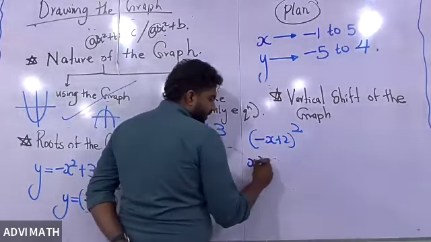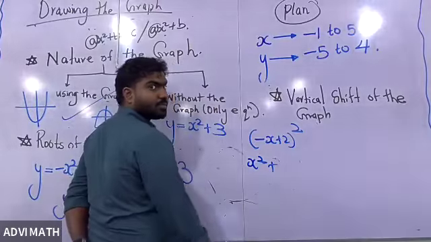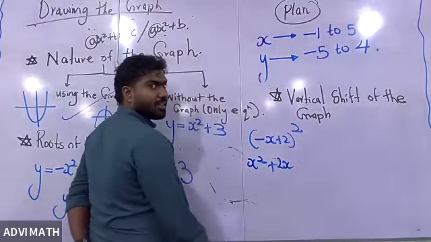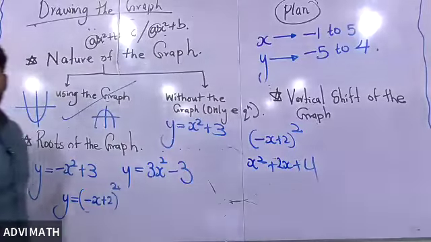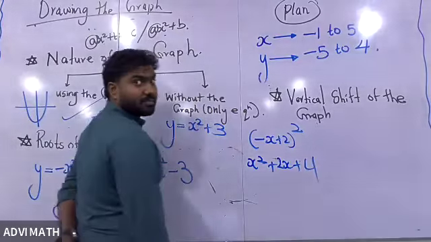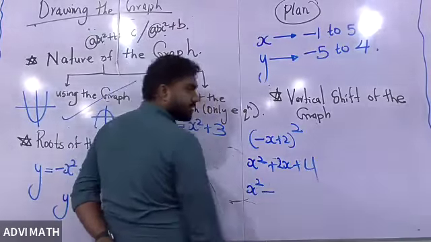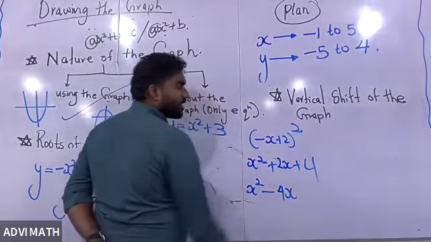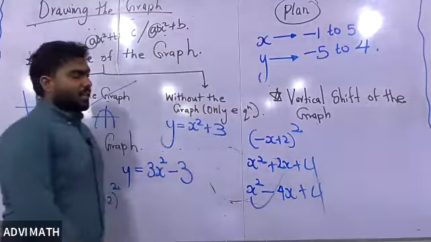X squared plus 2x plus 4. Is it correct? No. Okay, Furkan, tell me what is the answer for this? X squared minus 4x plus 4 is my answer. Good, superb. This is the correct answer. Right?